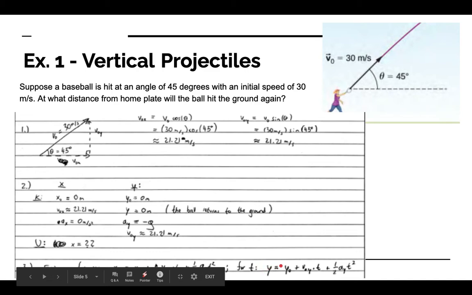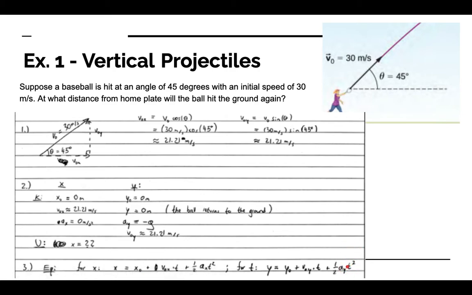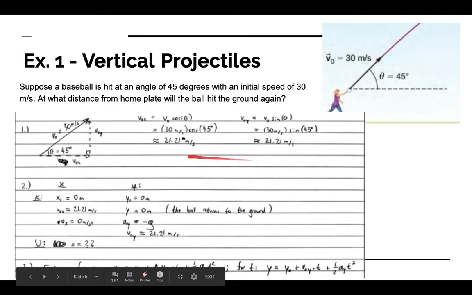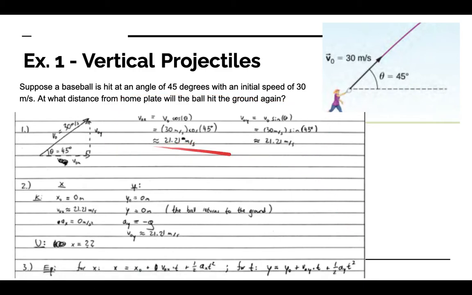So we're going to use y equals y naught plus v naught y times t plus 1/2 of our vertical acceleration times t squared in order to solve for our time in the y direction. Again, this is the same general process we followed with horizontal projectile problems. It's just now that we have to make the modification of calculating out what our initial horizontal and vertical velocities are.